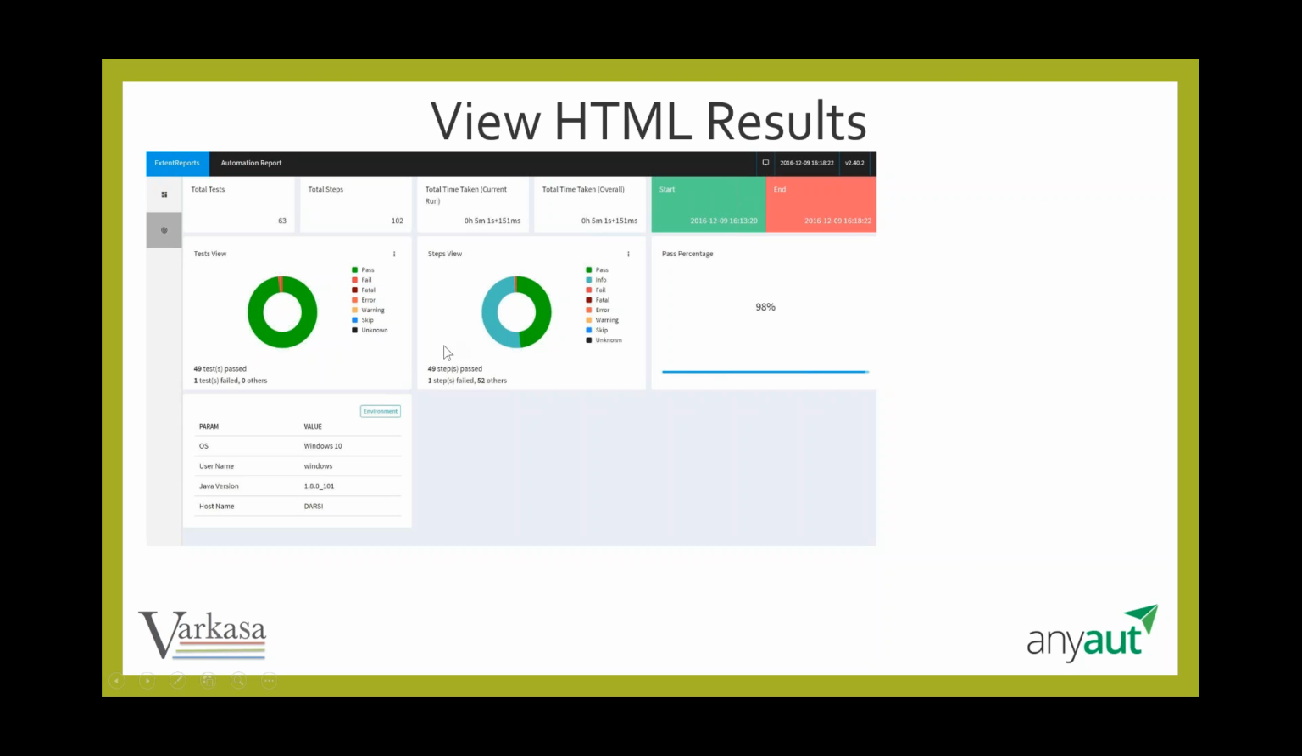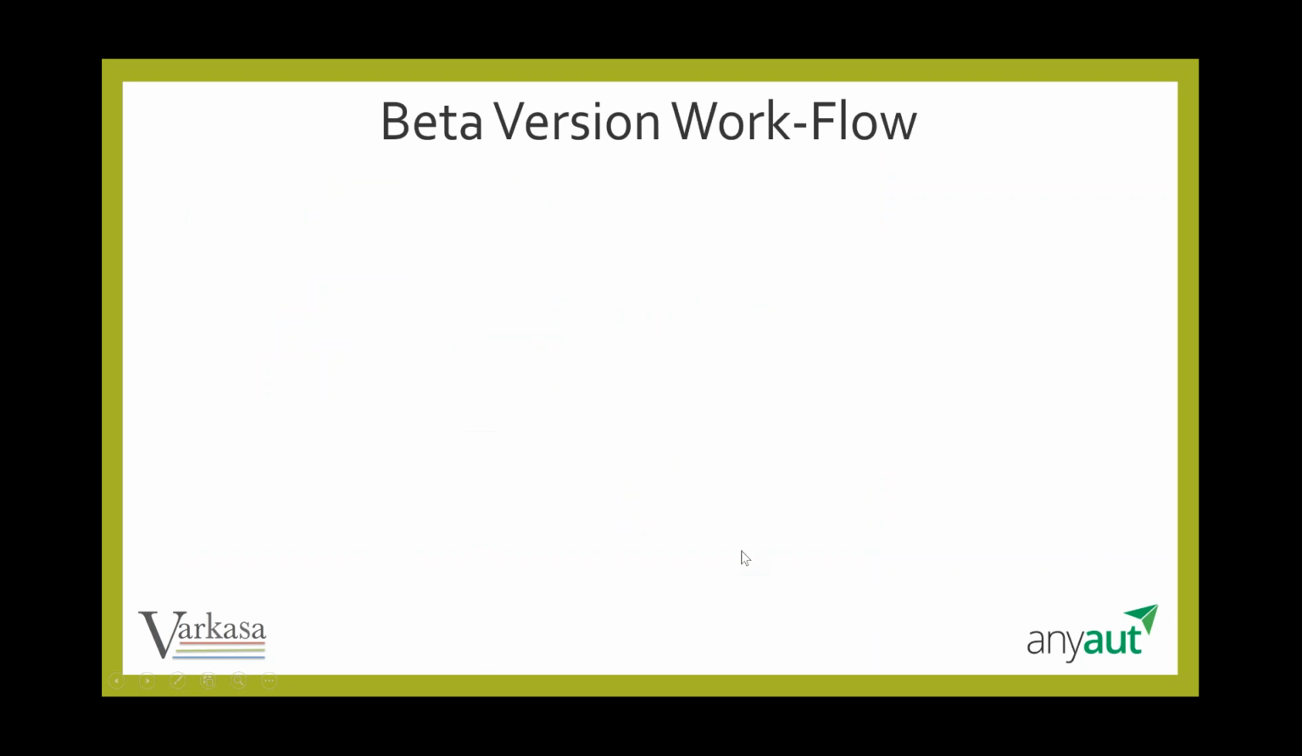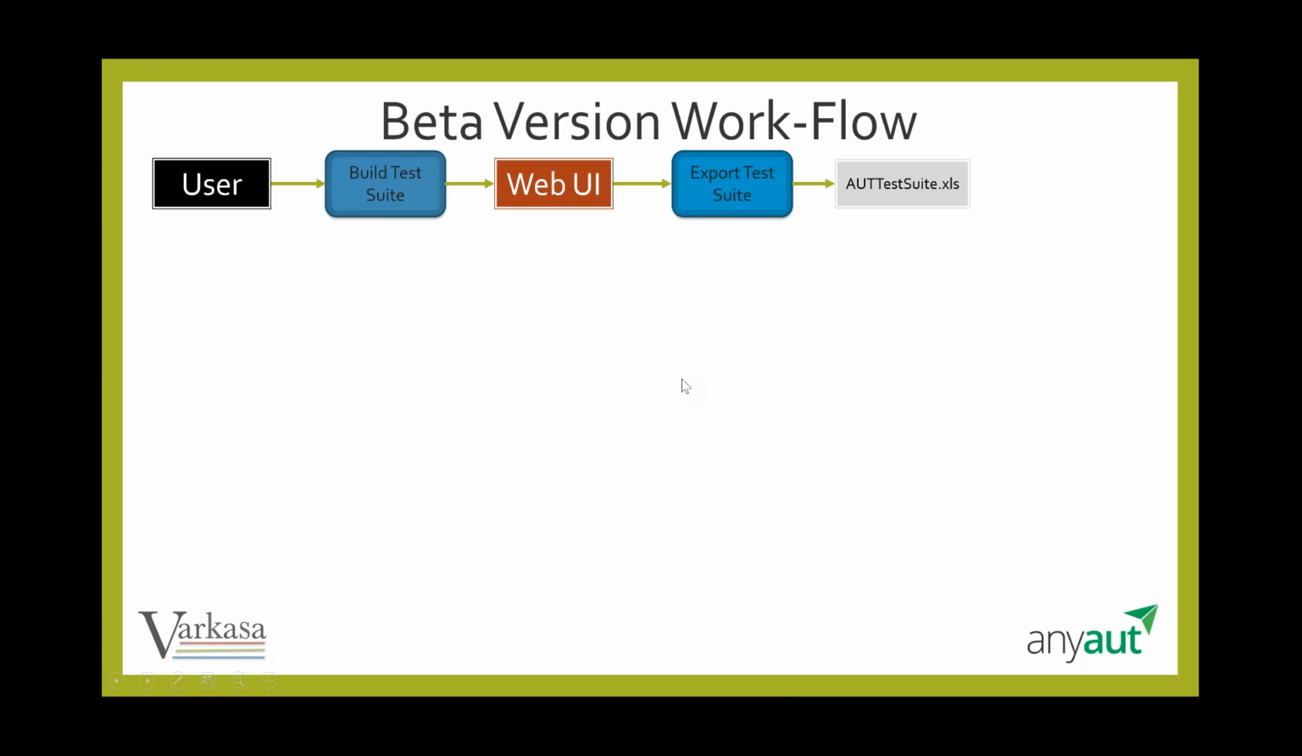But it shows us how many tests we have run, how long it took, and how many failures we had at a high level, and I can dig down deep and see what happened with each test case: what are the steps that were executed, what passed, what failed, and why it failed, with a screenshot. And that would go into our defect report. Here comes the beta version workflow, almost like a quick summary of what I spoke of so far.